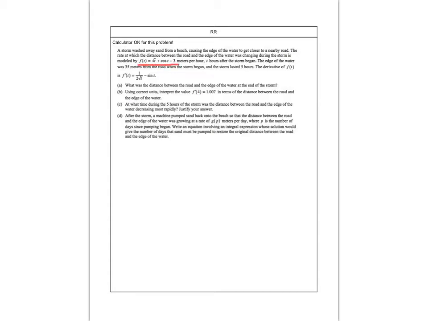The edge of the water was 35 meters when the storm began. So I'm going to say that f of 0 is equal to 35. That's a starting value. We'll probably need that. They also give us the derivative. We're told that the storm lasts 5 hours. Okay. What was the distance between the road and the edge of the water at the end of the storm?